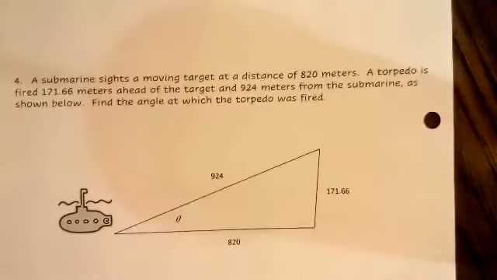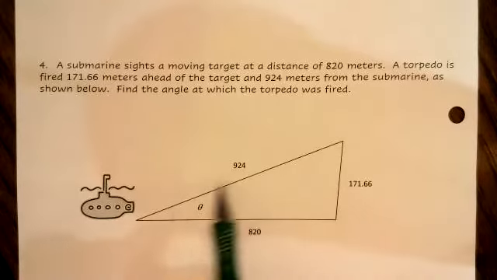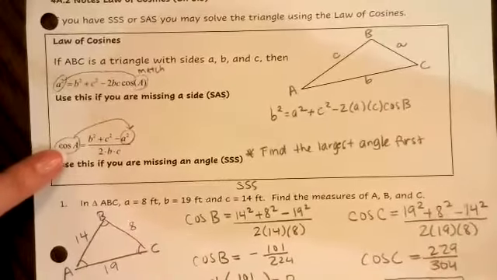All right, we're going to do one more here. It says a submarine sights a moving target at a distance of 820 meters. A torpedo is fired 171.66 meters ahead of the target and 924 meters from the submarine, as shown below. Find the angle at which the torpedo was fired. So they did you a huge favor here by drawing you the picture. That is what we're looking for here, theta. And they gave us the sides of this triangle. Since we're looking for the angle, we want to use the second formula. So we're going to use this formula here to find the angle.